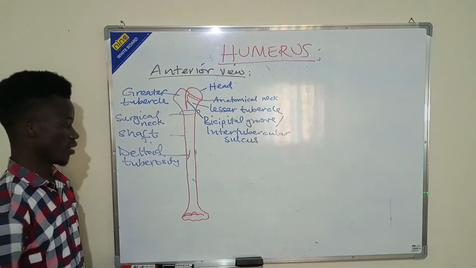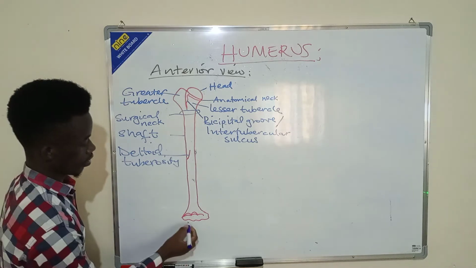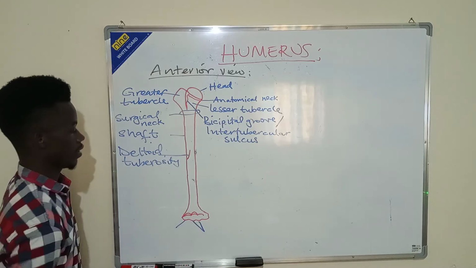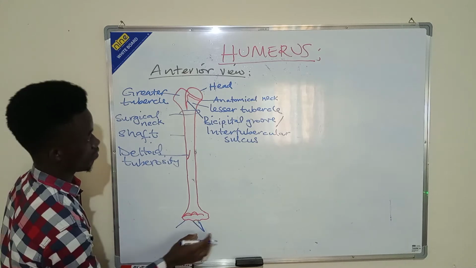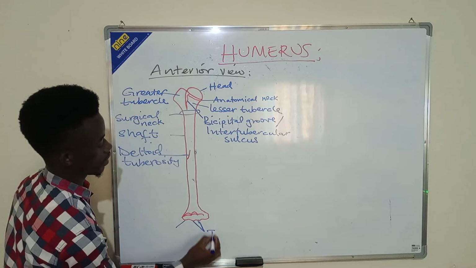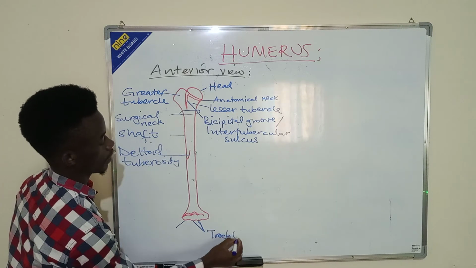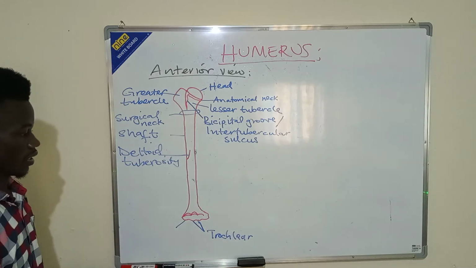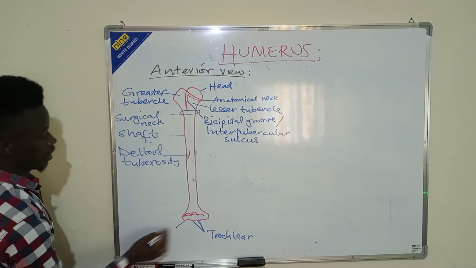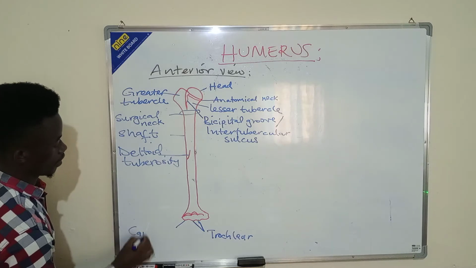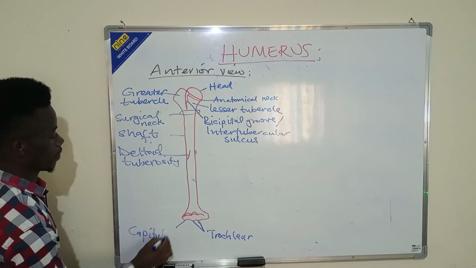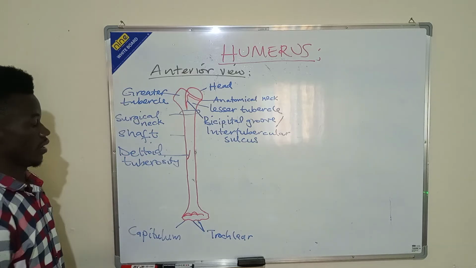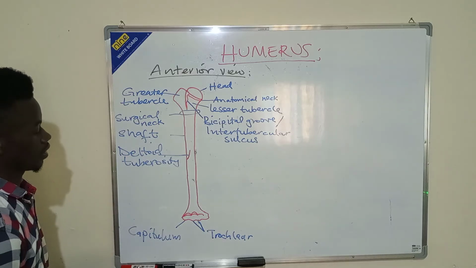When we come down, we see that we have two condyles. The medial one is known as the trochlea, which articulates with the trochlear notch of the ulnar bone. The lateral one is known as the capitulum, and the capitulum articulates with the head of the radius, along the elbow joint.